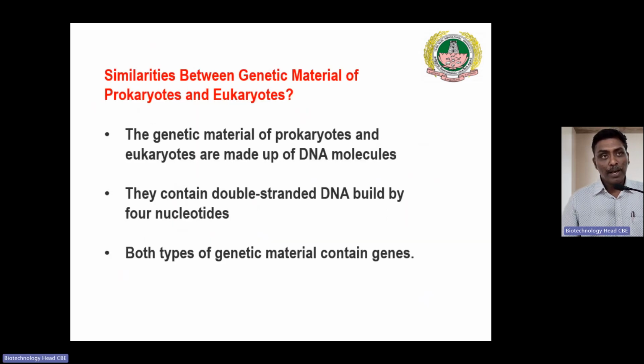What are the similarities between the genetic material of the prokaryotes and the eukaryotes? The genetic material of prokaryotes and eukaryotes is made up of the DNA molecule. So either in prokaryotes or eukaryotes, the genetic material is common, that is the DNA. They contain double-stranded DNA built from 4 nucleotides: A, T, G, and C. Both types of genetic material contain genes.